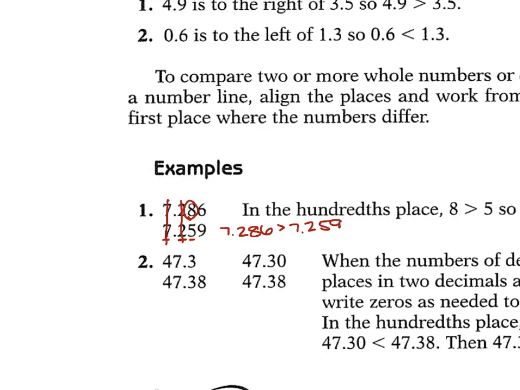For 2, we're given 47.3 and 47.38. You can add in a 0 where there's not a like place value number to compare. So if we look at the first numbers from left to right, the 4s are both the same. The 7 is the same. The 3 is the same. So the 8 is greater than 0, so 47.3 is less than 47.38.